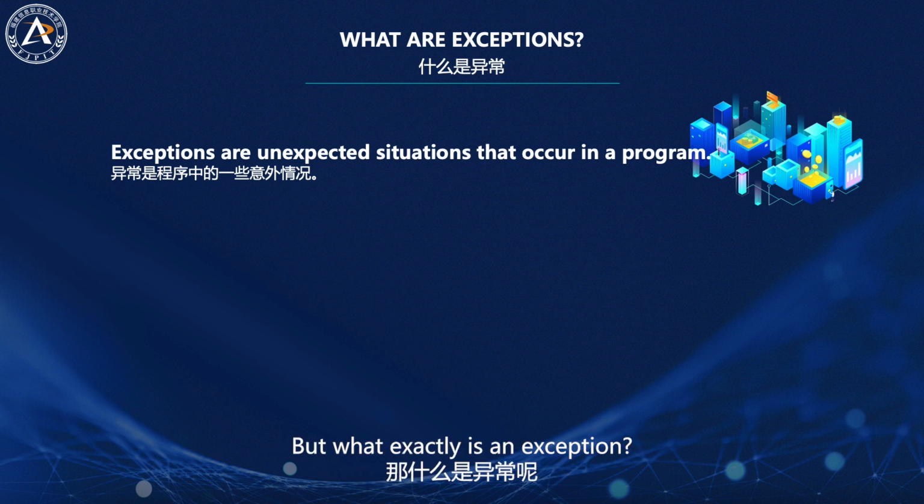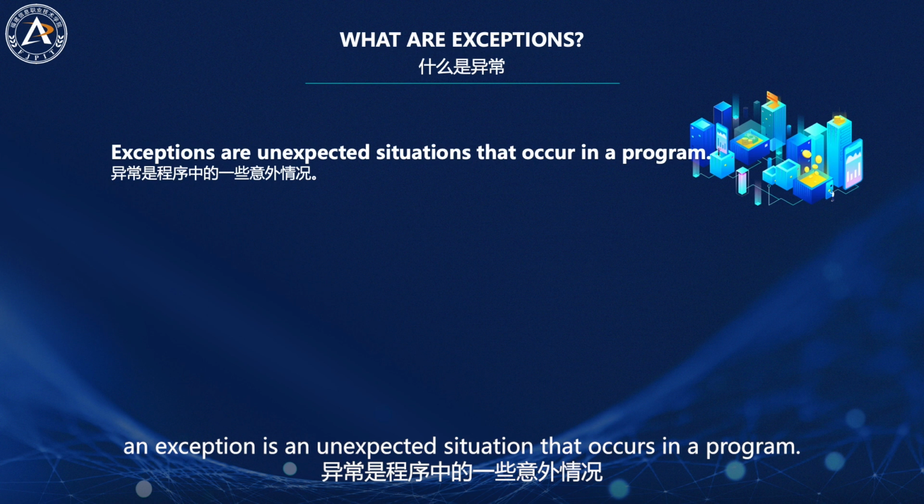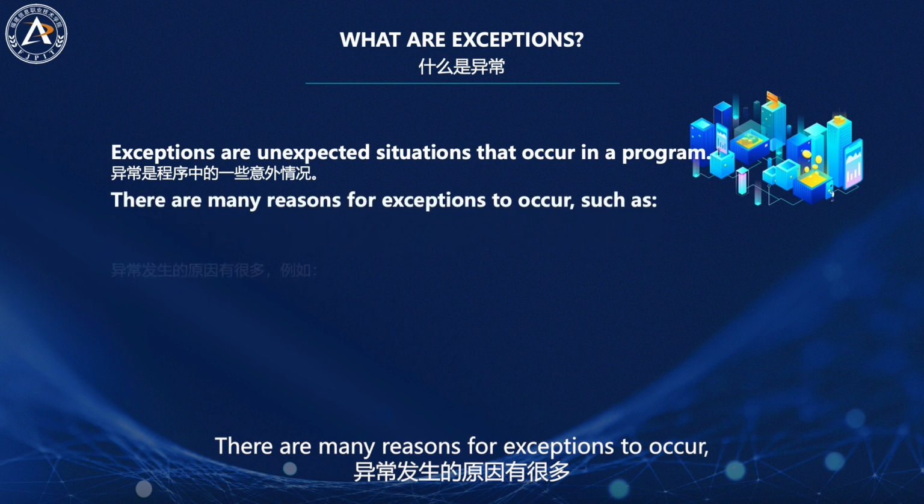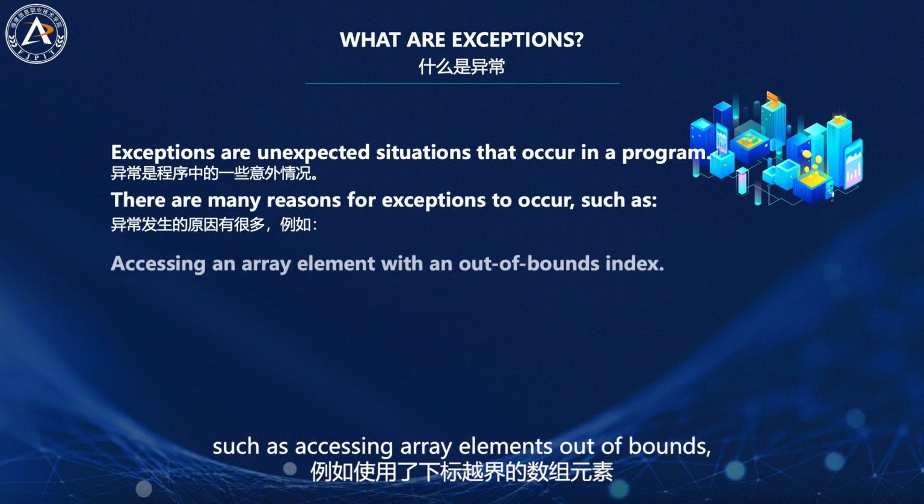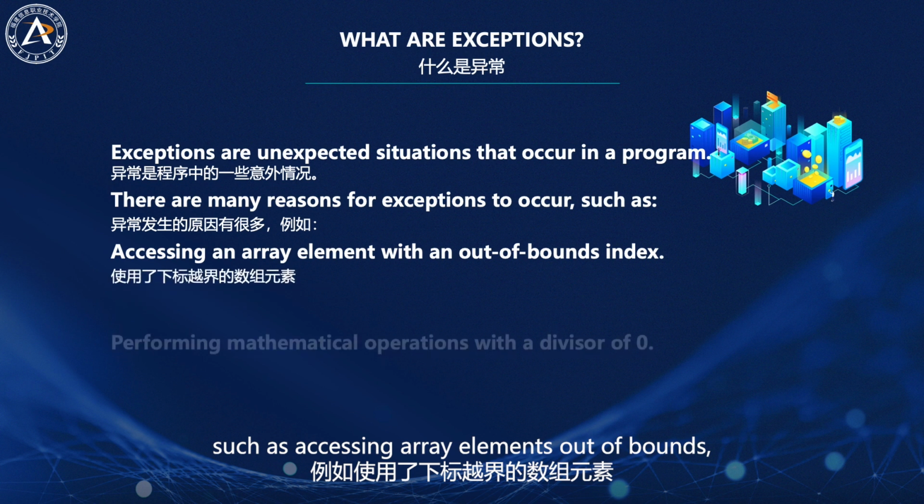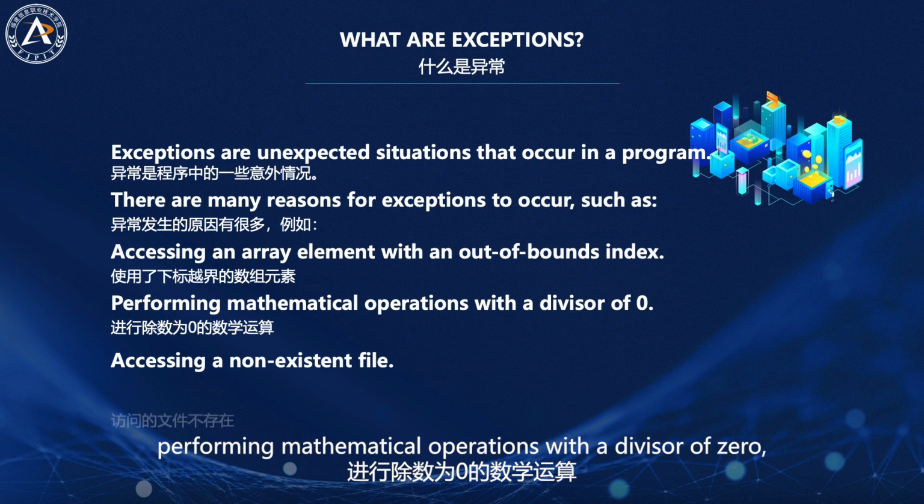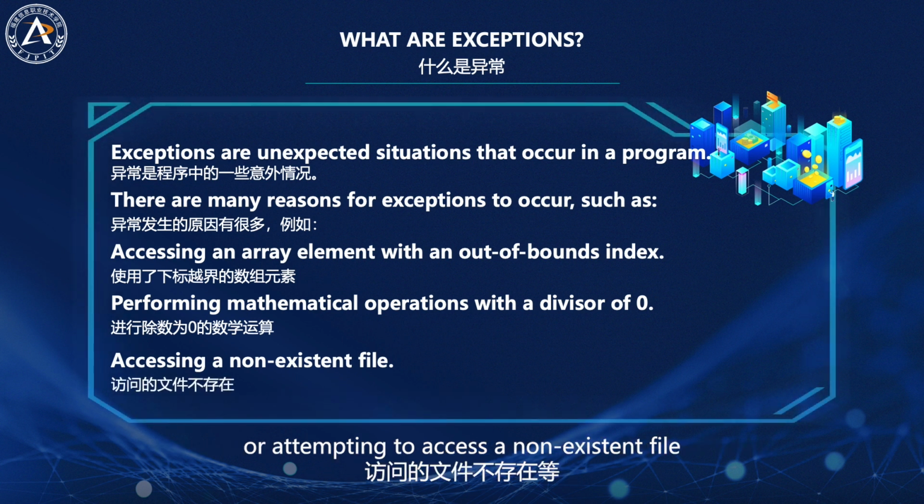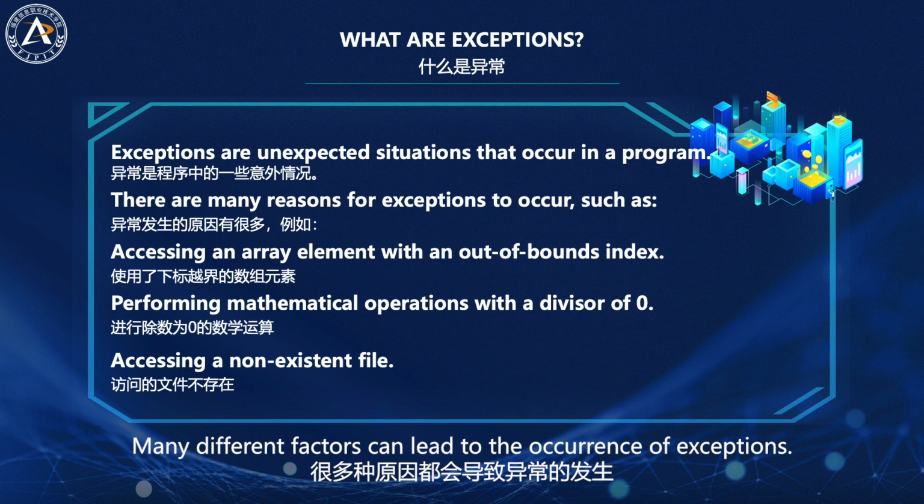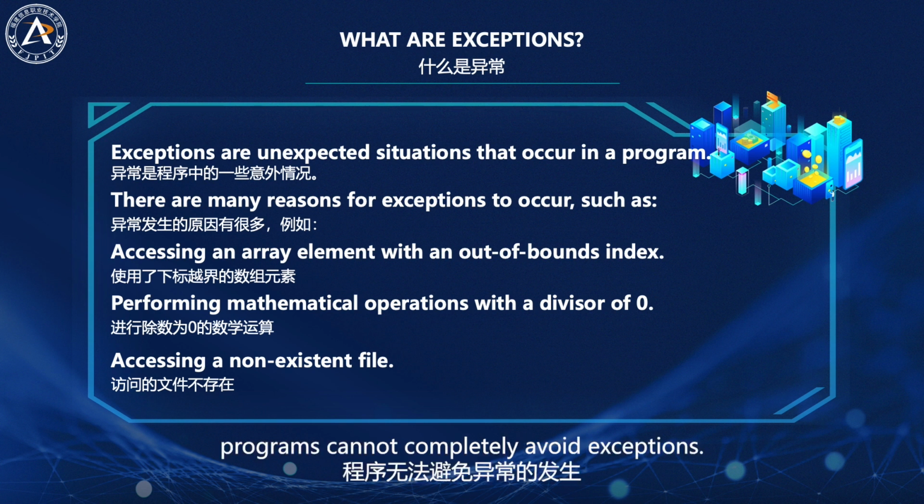But what exactly is an exception? Simply put, an exception is an unexpected situation that occurs in a program. There are many reasons for exceptions to occur, such as accessing array elements out of bounds, performing mathematical operations with a divisor of 0, or attempting to access a non-existent file. Many different factors can lead to the occurrence of exceptions. It's safe to say that programs cannot completely avoid exceptions.